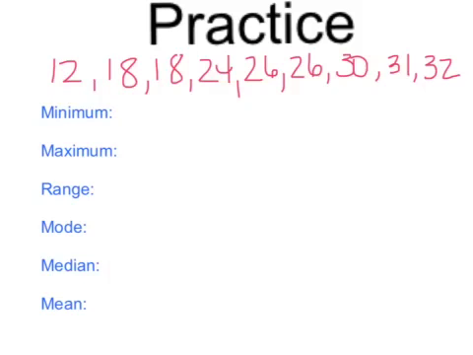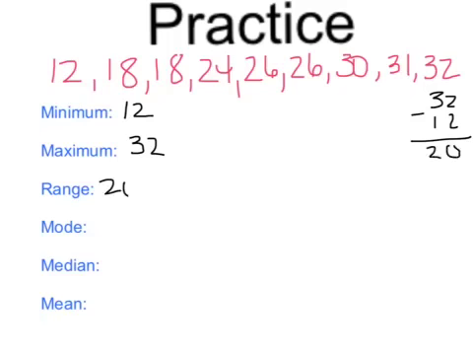Follow along as I show you one more time how to find all of the data landmarks for this new set of data. First thing we're going to start with again is the minimum, and that is simply the smallest number in this set, so that is 12. The biggest number in this set is 32. As you remember, the range is the maximum minus the minimum, so we're going to subtract those two to find our range, which is 20.